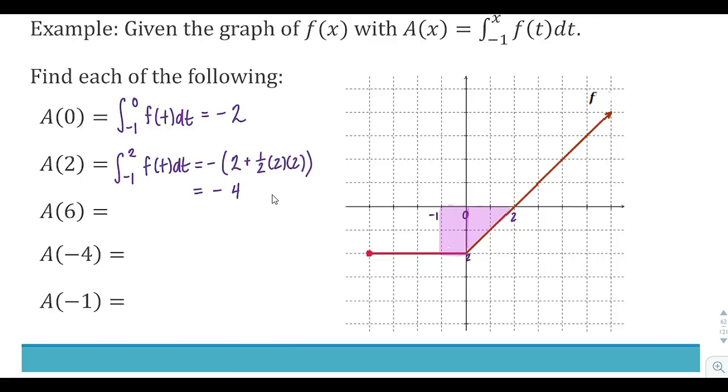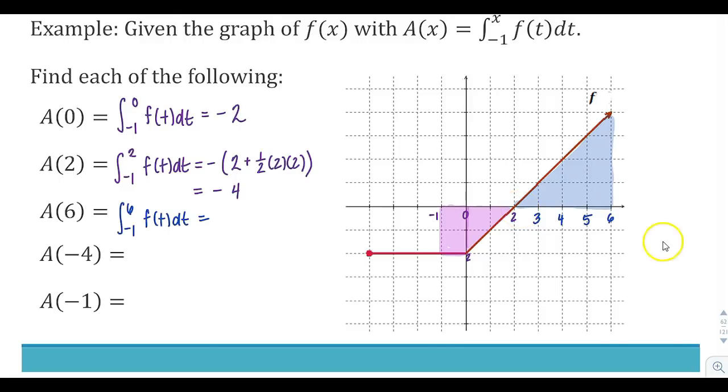And now we can go ahead and try A of 6. So A of 6 is the integral from -1 to 6 of f of t dt. We already have everything from -1 to 2, so let's figure out where we are going to stop now. 3, 4, 5, 6. So we're going to go all the way over here and find all of this area.